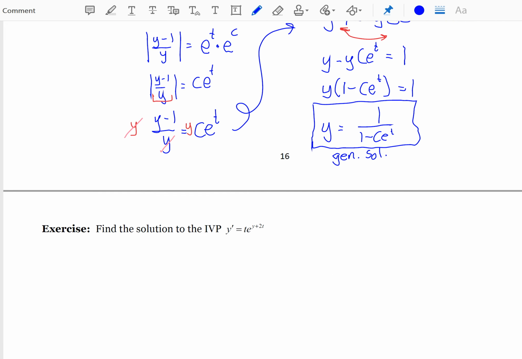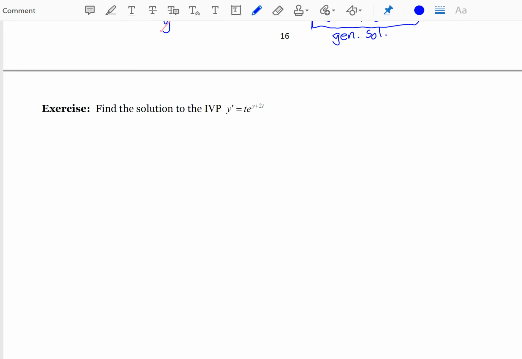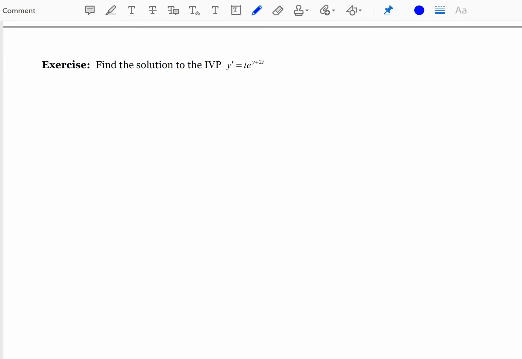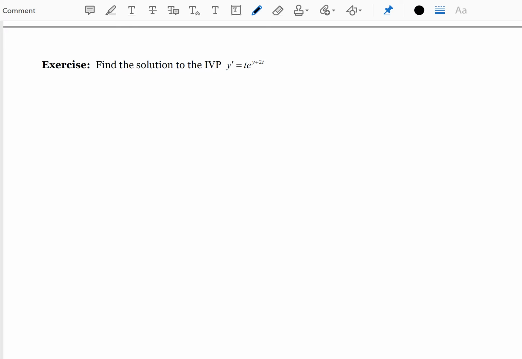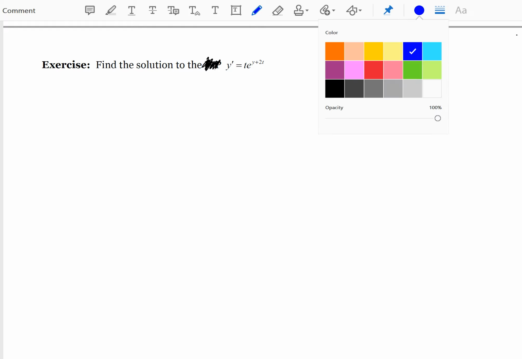Let's look at one more example. This is the last one I have. Again, I notice here I said, find the solution to this initial value problem. But it's not an initial value problem. I didn't give you a constant. So we're just going to find the solution to this differential equation, the general solution.